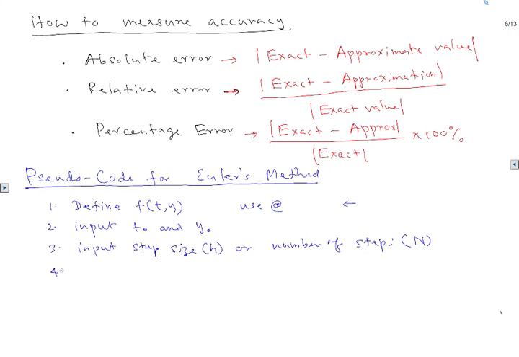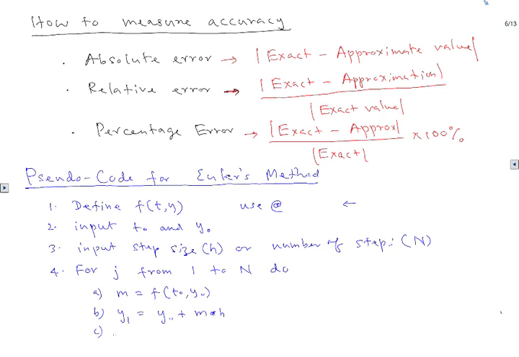And then in number 4, we're going to write a simple for loop. So we're going to say for j going from 1 to n, we're going to do the following. The first one, we're going to calculate the slope at the y0 value, and then we're going to find the first approximation. It is y0 plus m times h.